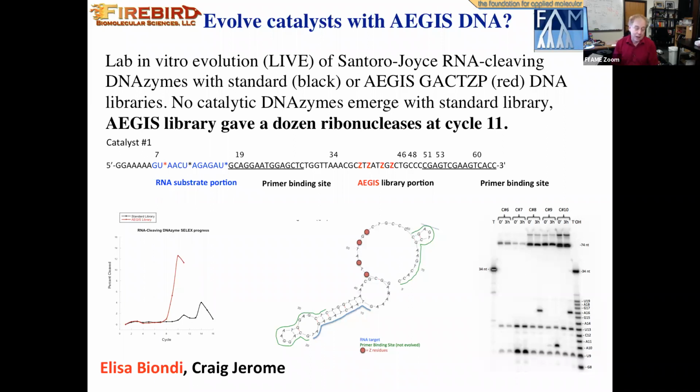By the way, the black curve and the red curve in the lower left are the progress curves of this selection. Elisa is getting successful catalysts out of a 6-letter library after 10 or 11 rounds of selection. She actually never gets catalysts out of this library after 20 rounds of selections without Z and P. And the reason for this, she's using a very short library. These are libraries only about 25 nucleotides in length, and where people have gotten successful catalysis of RNA cleavage, like Santoro and Joyce, they are using longer libraries.